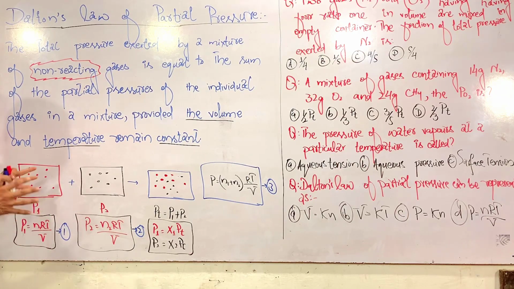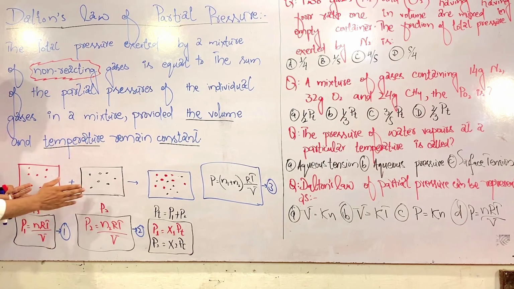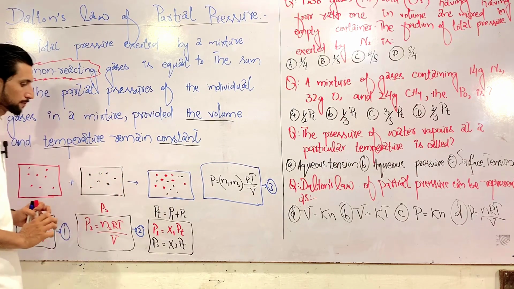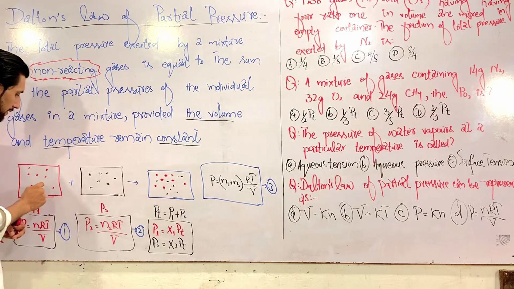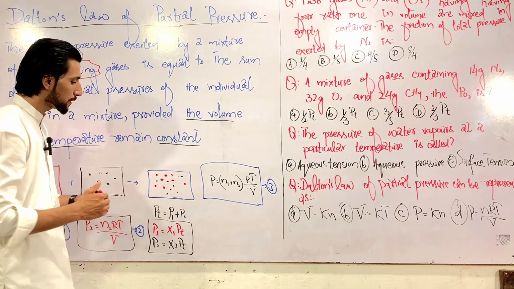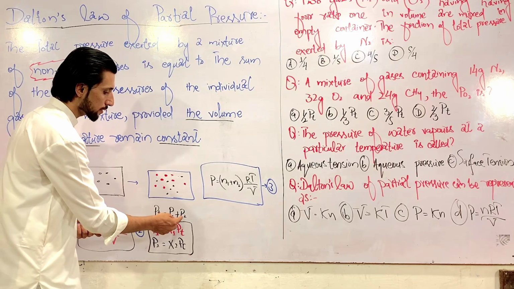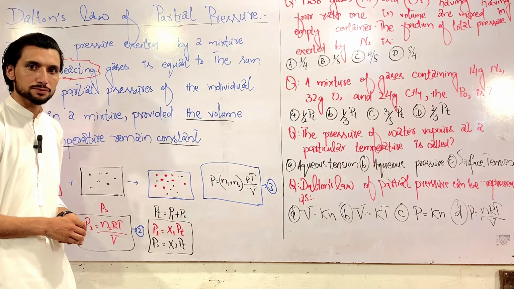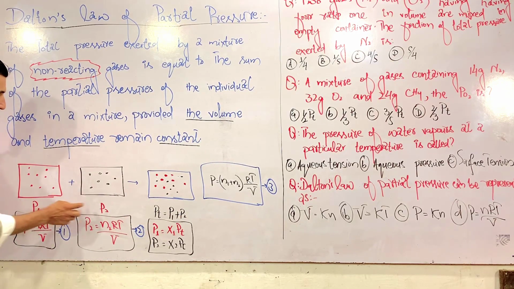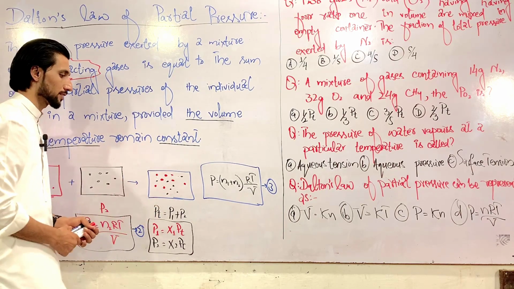Okay, now I am trying to mix them both together, and I am supposing both of these gases are non-reacting. So gas 1 combines with gas 2 to form a mixture of these gases. So the black gas combines with the red gas, and now we are seeing them in total. So the P total in this case would be equal to P1 plus P2. Okay, pressure over here plus pressure over here will give me the total pressure of this mixture of gases.